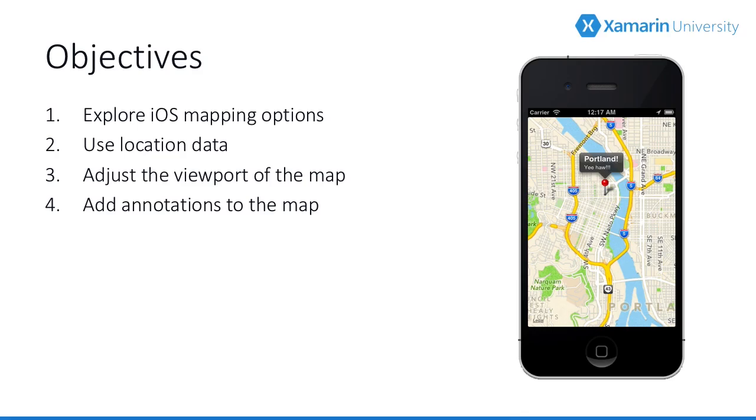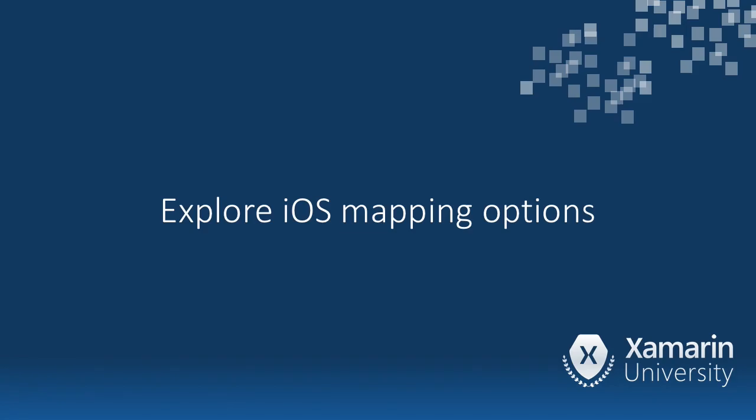We'll start by exploring our iOS mapping options. Then we'll look at using our location data, adjusting the viewport of our map, and then finally adding annotations. Those are the little pins that we can use to point out points of interest in our maps. Okay, first up, explore iOS mapping options.